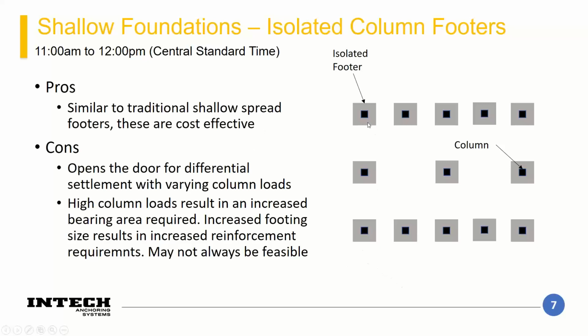Now the problem when you have a structure like this, with all these column footers separate and isolated, is that you're basically opening the door for the corner foundations to have more settlement than the middle foundations, because there's more load concentrated on the corners of the structure.